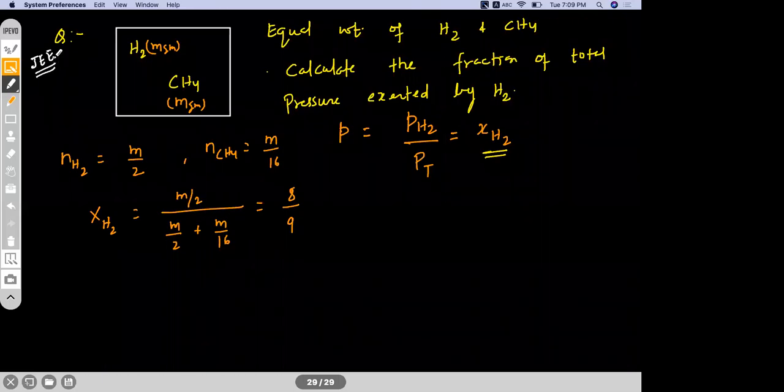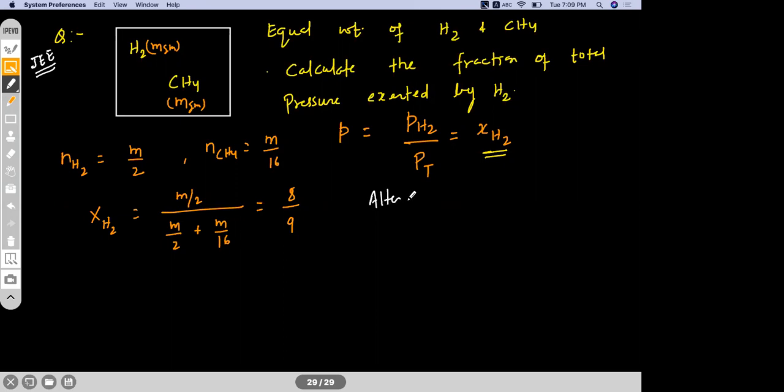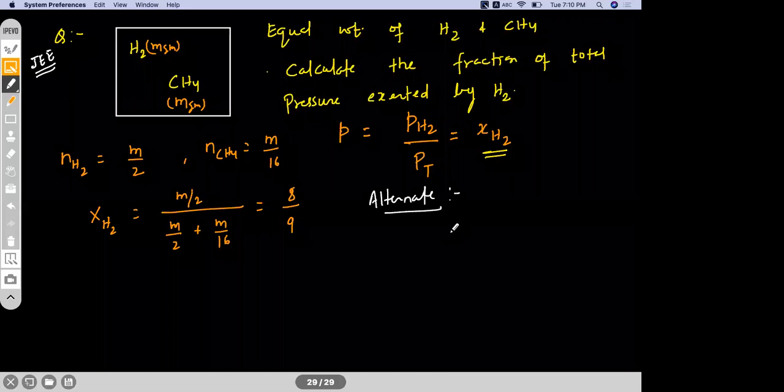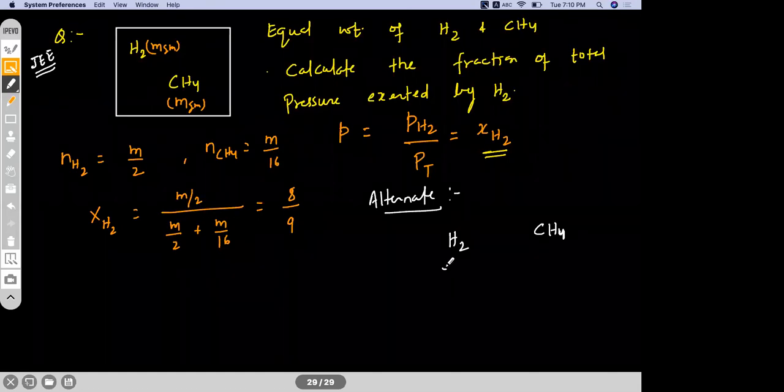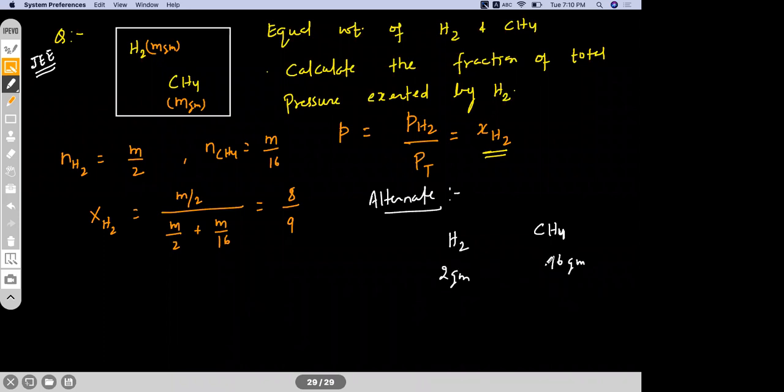And how do we do this? The alternate method is what? You see this. The question is equal weight of H2 and CH4, right? So we have H2 and we have CH4. Since we have equal weight, you just assume the weight of the two gases, anything you assume. Molecular mass is 2 gram for H2 and 16 gram for CH4. You see, this 2 and 16 are multiples of each other, right? 2 into 8 is 16. So in JEE, the questions that they ask on this, they have always given gases whose molecular weights are multiples of each other. That is what we have observed.